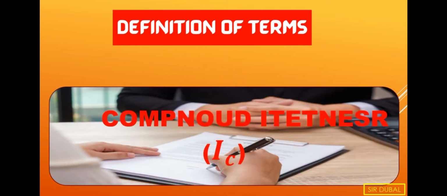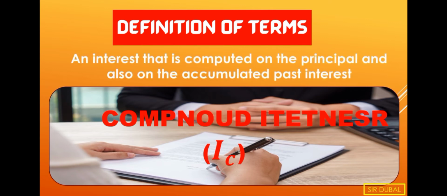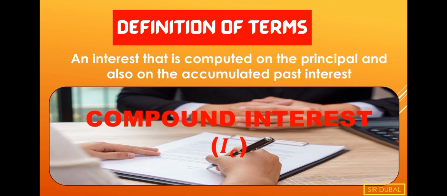Another scramble words, COMPNOUDITETNESR. It is an interest that is computed on the principal and also on the accumulated past interest. What do you think that be? The answer is compound interest.